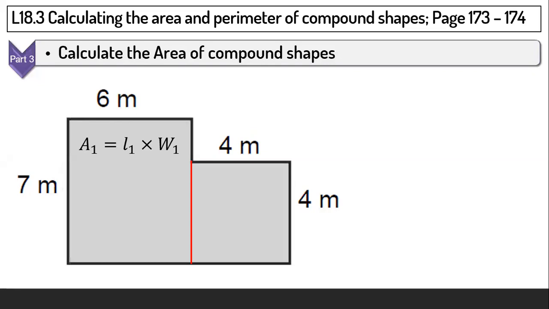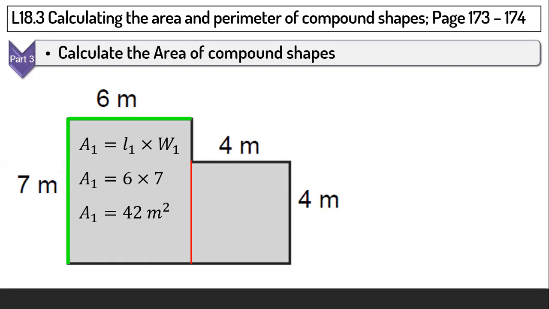So what is my length in the first rectangle and what is your width? Let's look here. Your length is what? 6. Your width is what? 7. Which means the area 1 will be 6 times 7. So area 1 will be 42. What about the other one, the other shape?